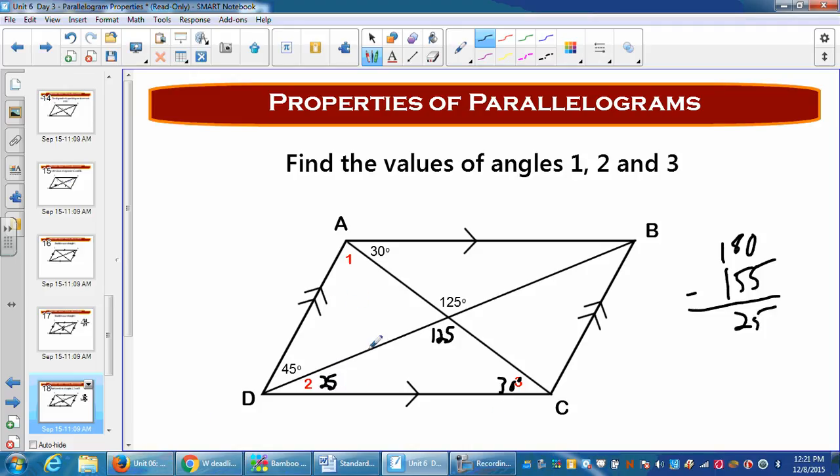Now there's a few different properties that we could use to get angle 1 here. What I would use is first I would try to find this angle. So 180 minus 25, which would be 155. Now I have a triangle over here and I can add these two to get 100. So 180 minus 100 will leave us with 80. So angle 1 is 80.